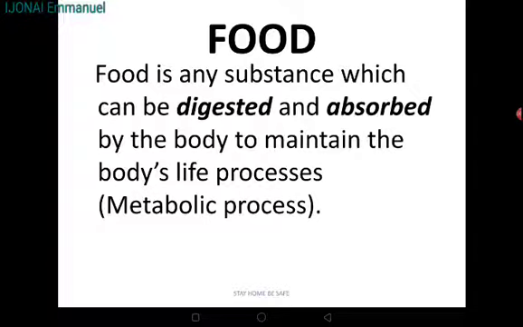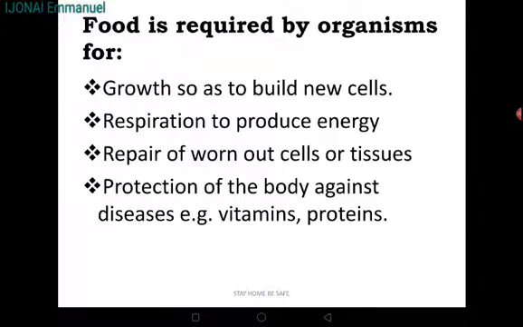I want to ask, why is food required in the body? Or what is the function of food? Or the advantages of eating food? Yes, why do we eat food every day? Yes, food is required by organisms for the following purposes. One, for growth, so as to build new cells. Of course, we know that our bodies keep on growing, and because our cells are increasing, that requires food.